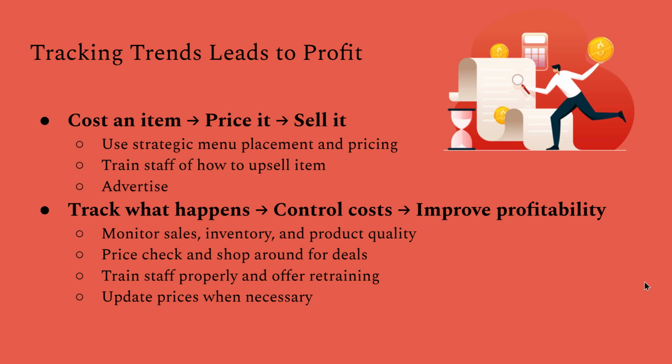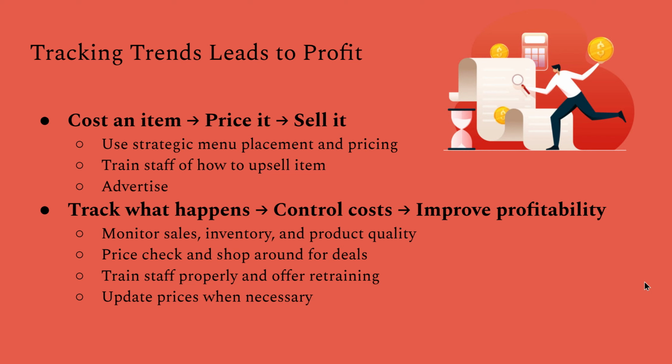Don't forget to price check and shop around for deals. Often businesses are paired with multiple purveyors, aka suppliers. Double check with those websites between them. What is the better deal? Sometimes those purveyors are running specials or sales, and you want to take advantage of those sales to save yourself some money. And of course, train your staff properly and offer retraining, especially if you notice those yield percentages going down, or you're noticing a lot of waste or just some money missing every time a certain individual works. You'll want to follow up with that and double check that everything is going according to your standards.